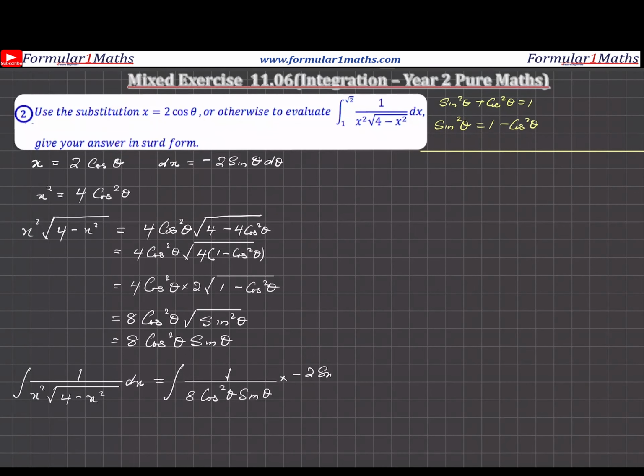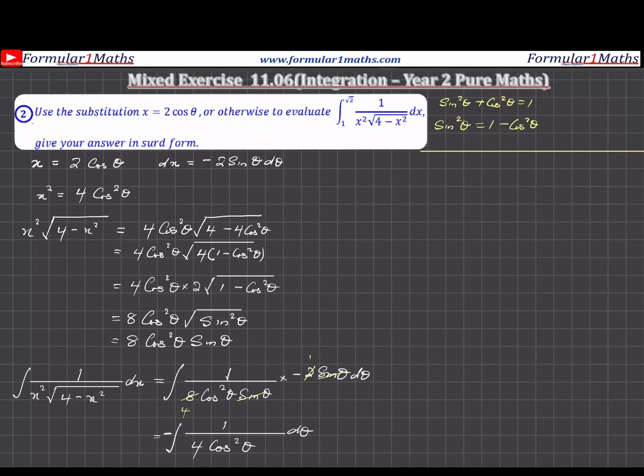sine theta d theta. We can now do some cancellations to simplify that. 2 goes here, 1, and 2 goes there, 4. Sine theta, we cancel sine theta. And so the whole of that integration reduces to the integral of 1 over 4 cos squared theta d theta. And I'll put the negative sign outside here for convenience.